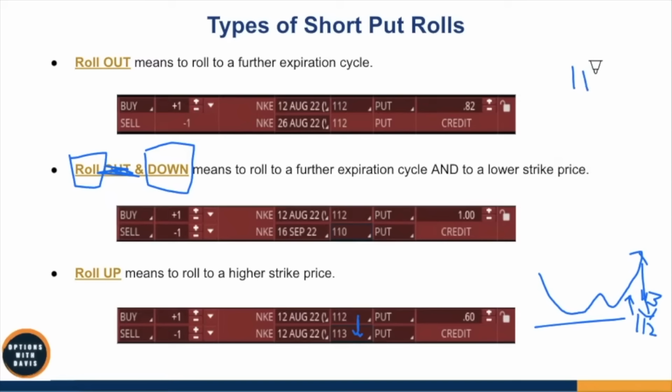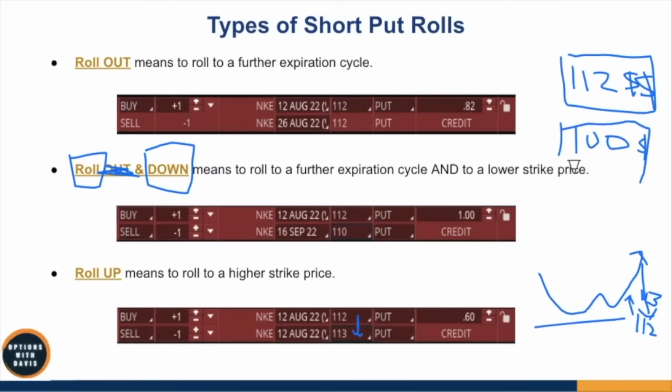For example, if you have a 112 strike price versus a 100 strike price, the 112 will always cost more for a put compared to the 100. So if you are rolling down, you're buying the more expensive put option back, and then you're selling a cheaper one. So this will never give you a credit. It will always be a debit.